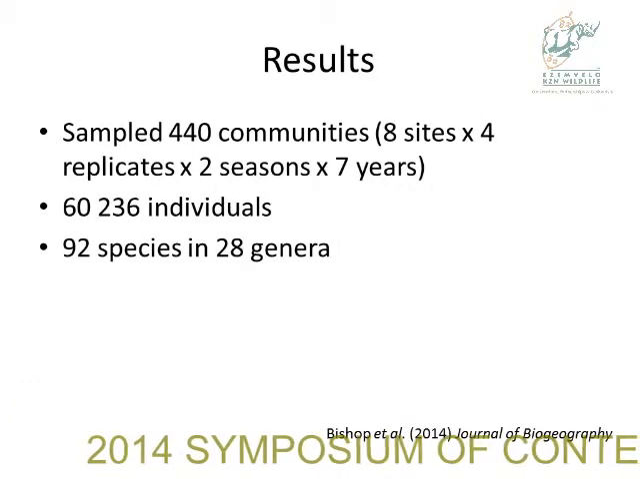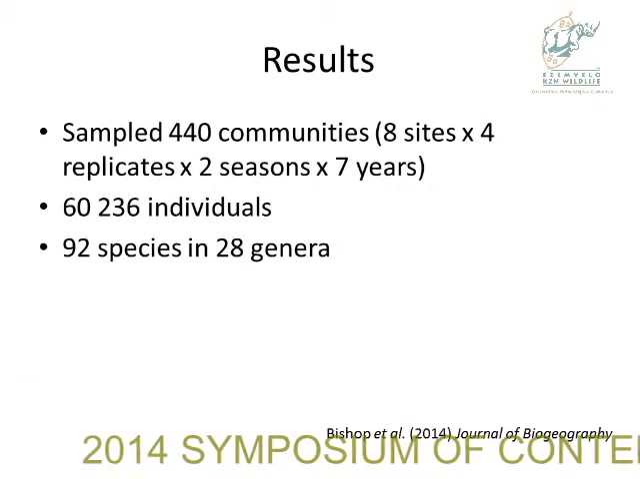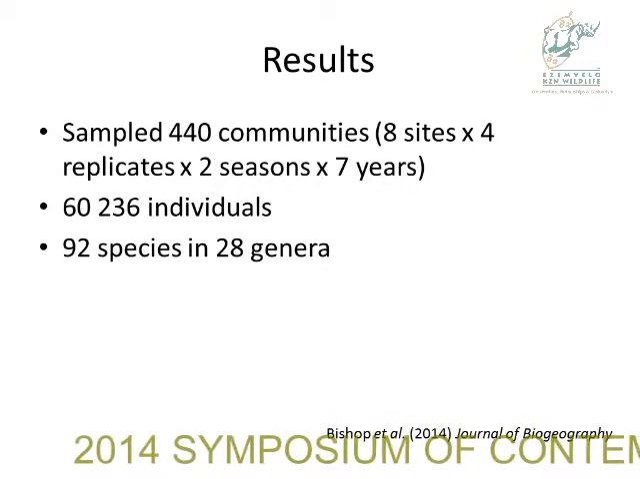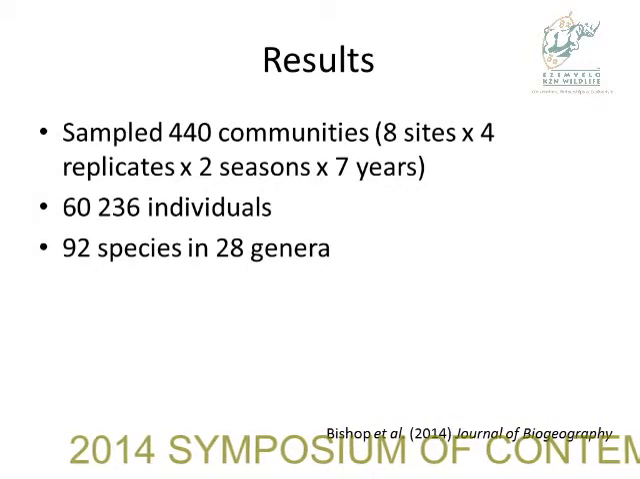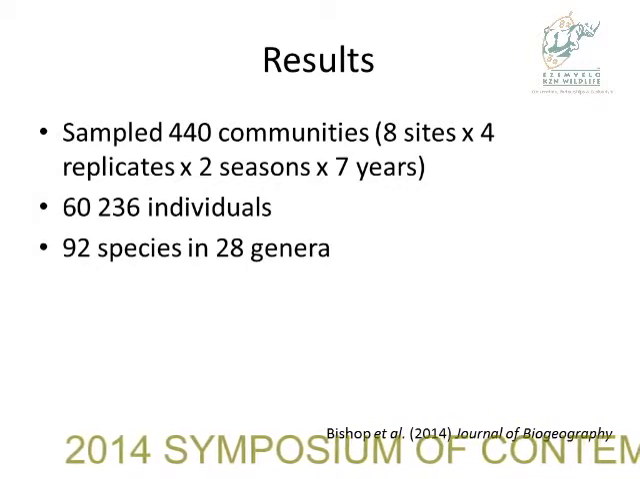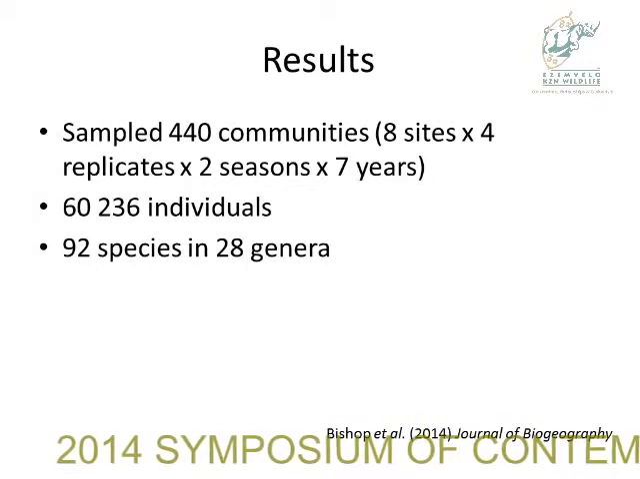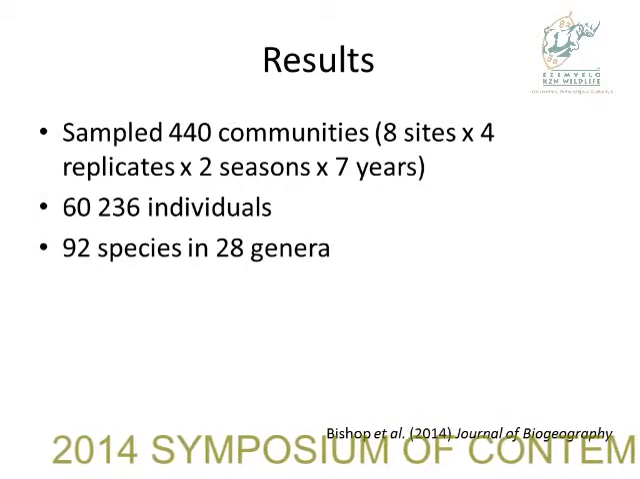So in terms of results, well, we've sampled 440 communities. That's 8 sites, 4 replicates, 2 seasons, and 7 years. Based on that, we've got over 60,000 individuals. That's 90 species.